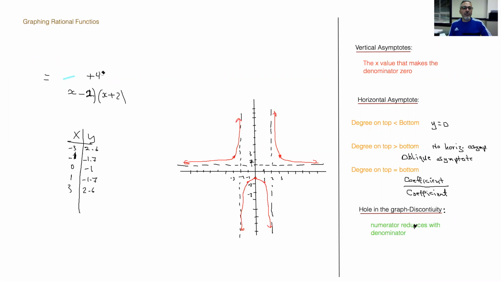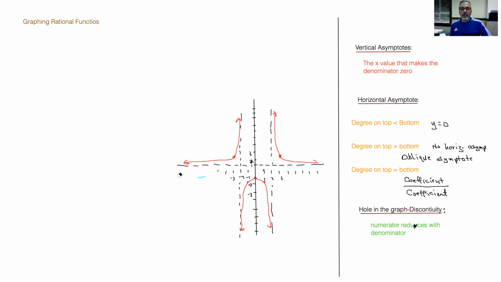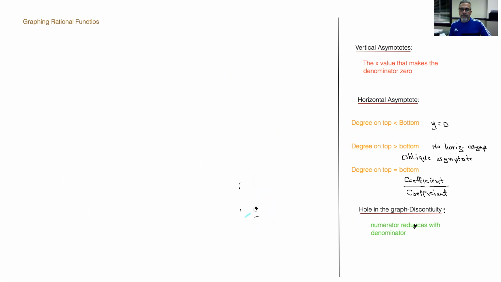Okay, so I'm going to delete this and do the last one. The last graph will be a graph with a hole. I'm not going to do oblique asymptotes today, but hopefully I'll touch on that the next time I post a video. So we have y equals x squared minus 16 over x minus 4.